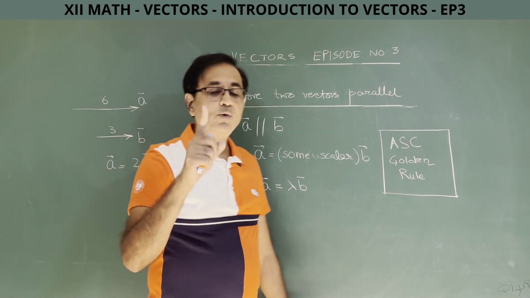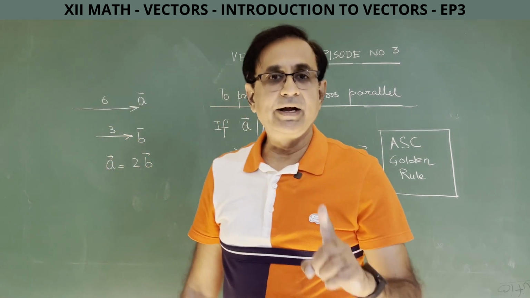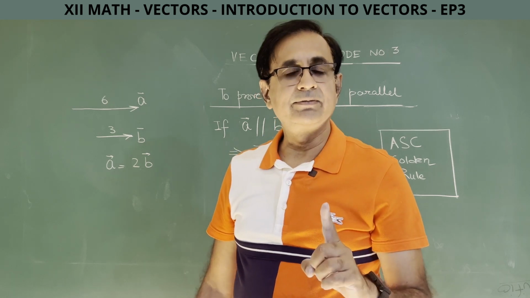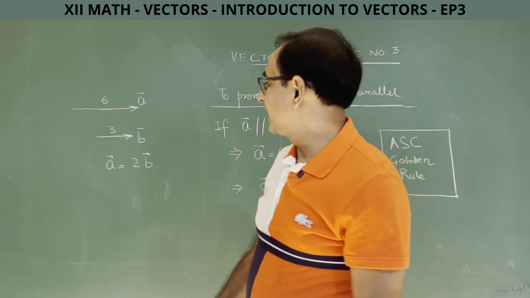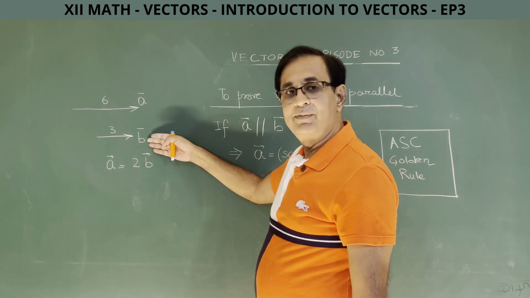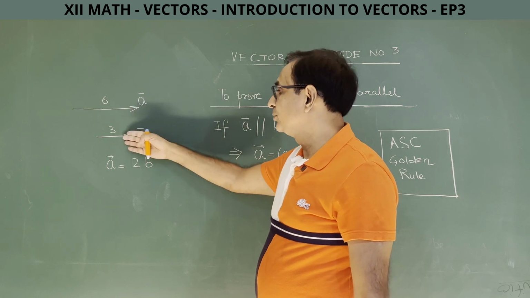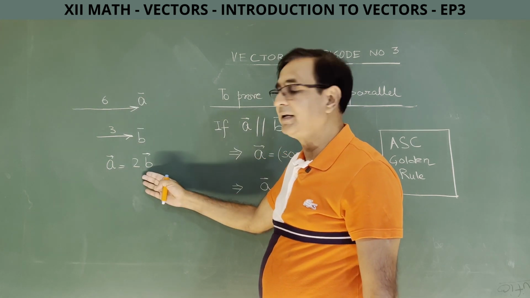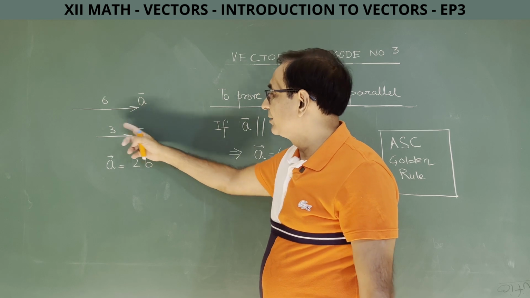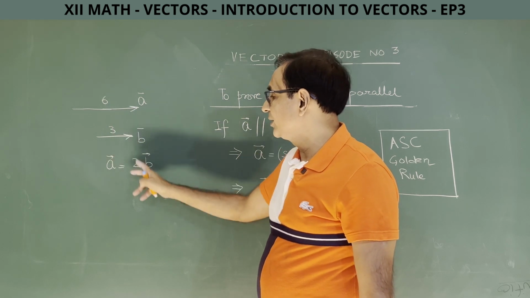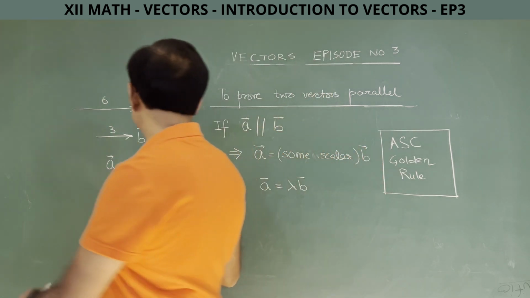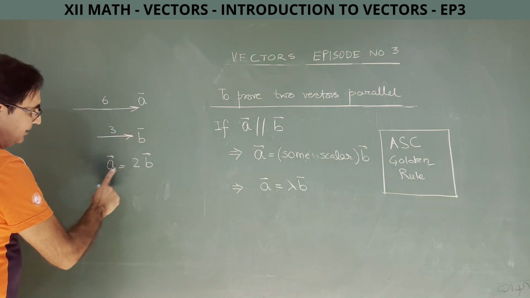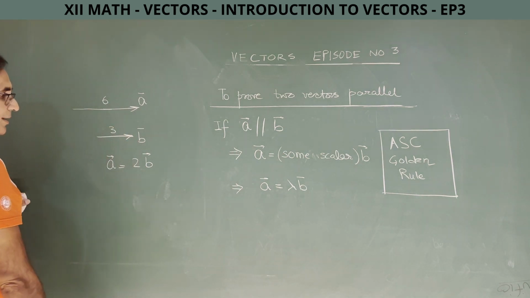I did tell you, what do you mean by equality of vectors? Two vectors are said to be equal when they have the same magnitude as well as the same direction. Direction I can see on the blackboard, they have the same direction, but their magnitudes are different. But now their magnitudes are equal because I multiplied vector B by 2. So, the magnitude will be 2 times 3, that is 6. So, if two vectors are parallel, A is some scalar multiple of B.